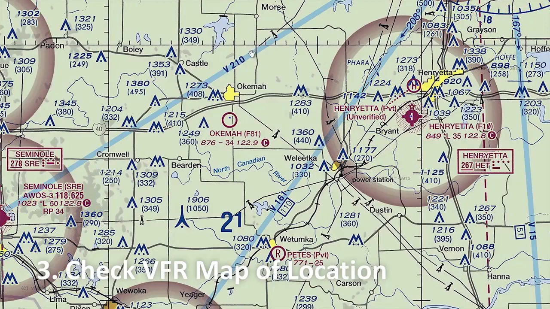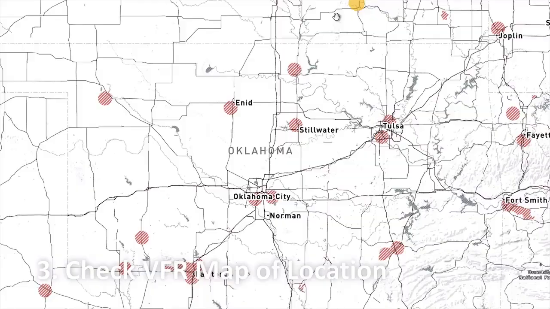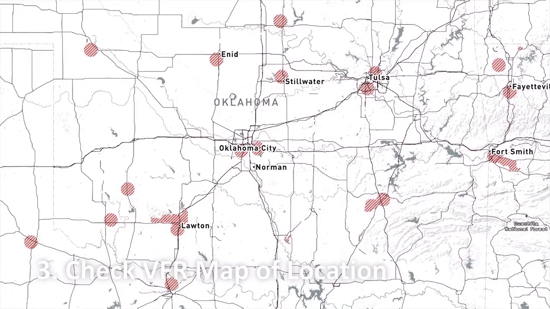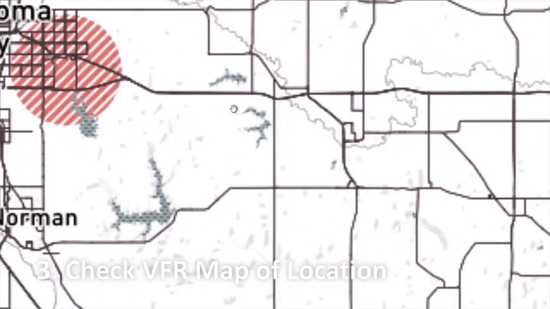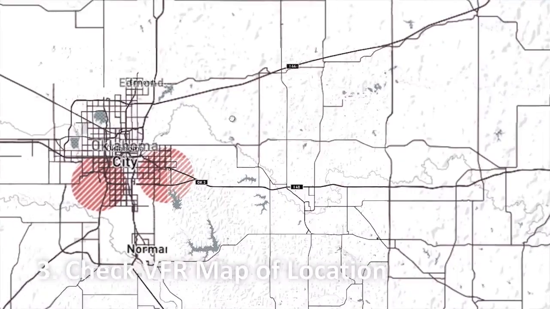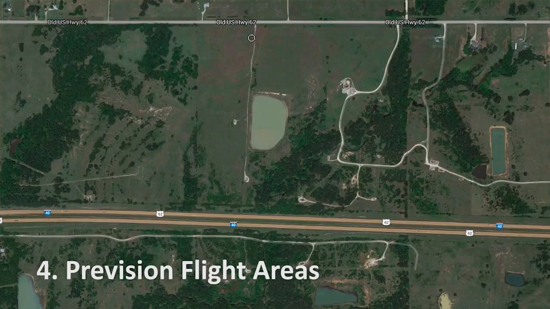Also, check online for a VFR map of the area, that's visual flight rules, or check a UAV safety map like Mapbox to ensure you're not flying in a no-fly zone and are more than 5 miles away from any major airports. Next, go ahead and pre-vision the shots you're going to need and the flight areas you're going to have to be in order to get the shots.